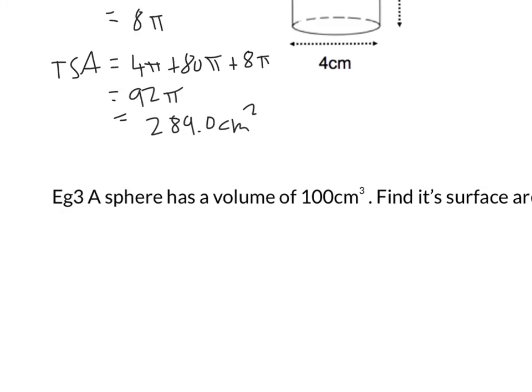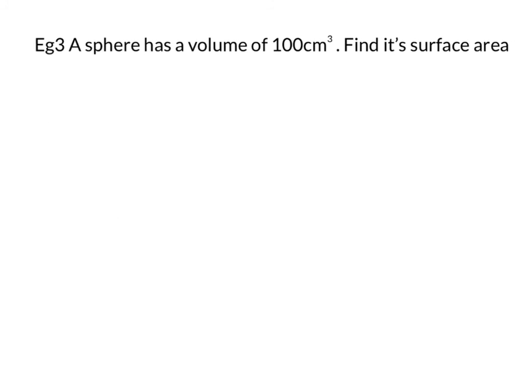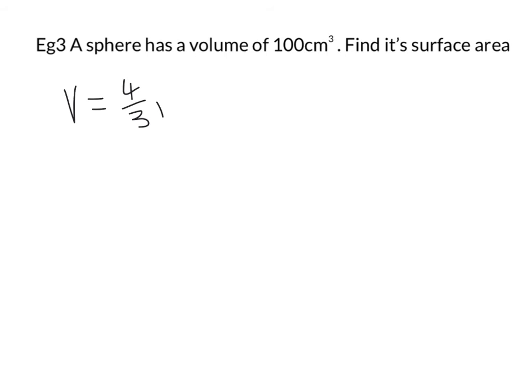Example 3, a sphere has a volume of 100 centimeters cubed. Find its surface area. So the question tells us about the volume. So that's written in the formula for volume. It's 4/3 pi r cubed. Now we know the volume is 100.